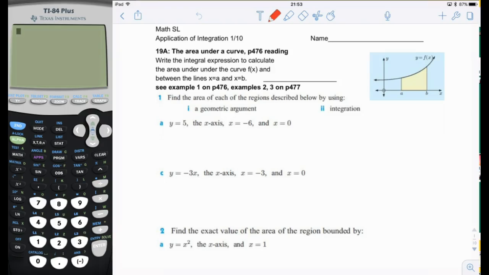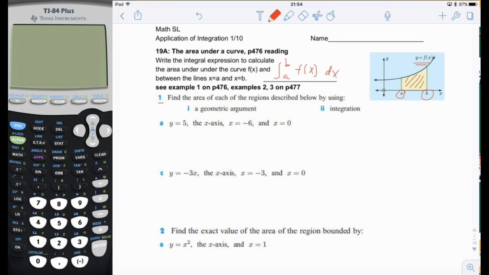Chapter 19, Applications of Integration, page 1. So we're talking about the area under the curve, which is something we've already talked about a little bit, so I don't think you're going to be surprised if you see that the expression, an integral, which calculates the area right here between a and b on the x-axis, underneath the function f of x, is going to look like this. The definite integral from a to b of the function f of x with respect to x.